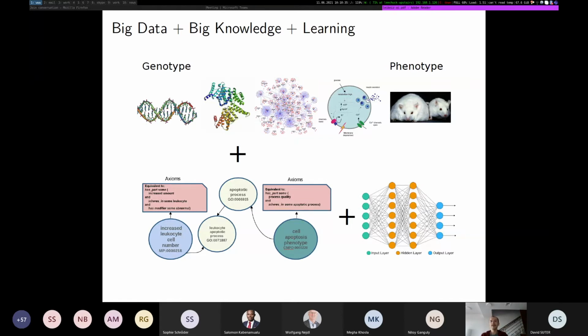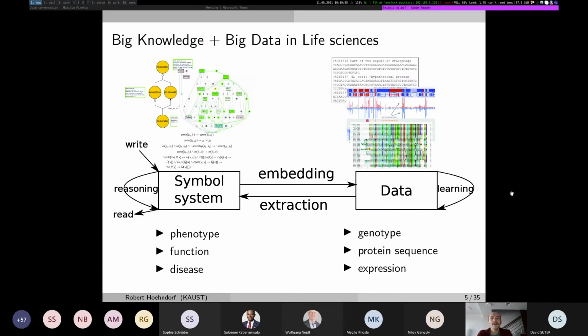And then we need to find a way to use this combination of big data and big knowledge for some machine learning or optimization, or essentially some intelligent decision-making process. And this is what my talk is going to be about today. So this is a schema of what I'm going to talk about.